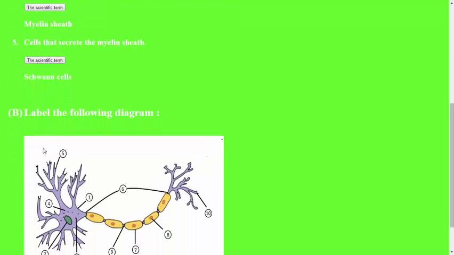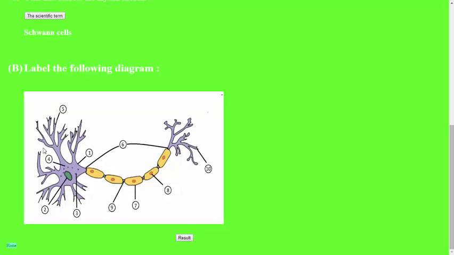Now you can answer the following question. Label the following diagram. This diagram is about the nerve cell, and you can draw it yourself. Number one, the cell body. Number two, the nucleus. Number three, the Nissl granules. Number four, the cytoplasm. Number five, the dendrites. Number six, the axon. Number seven, the myelin sheath. Number eight, the Schwann cell. Number nine, Ranvier nodes. Number ten, terminal arborization.